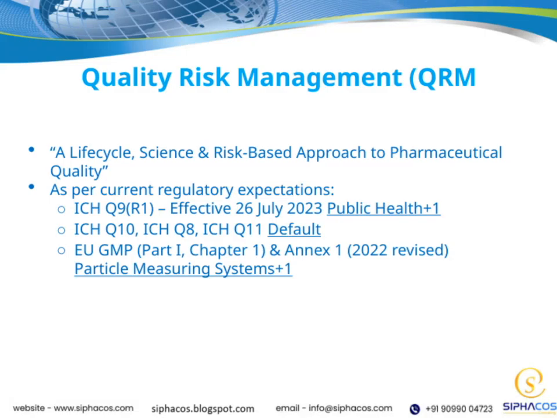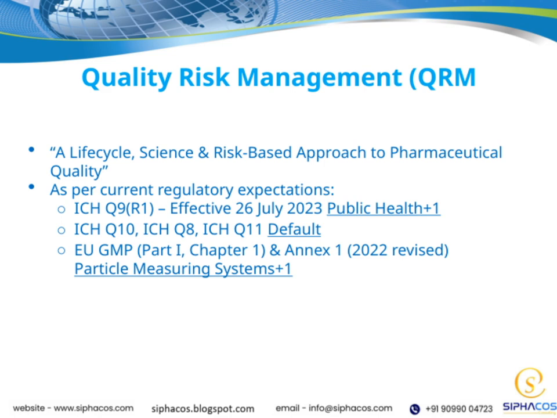Today, I want to highlight the importance of a life cycle, science, and risk-based approach to pharmaceutical quality. This approach is increasingly emphasized by current regulatory expectations. For example, the ICH Q9 R1 guideline, which became effective on July 26, 2023, underscores the need for a comprehensive risk management strategy throughout the product lifecycle. This is part of a broader shift towards integrating quality risk management into all aspects of pharmaceutical development and manufacturing.